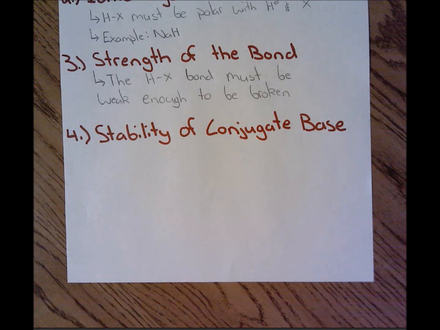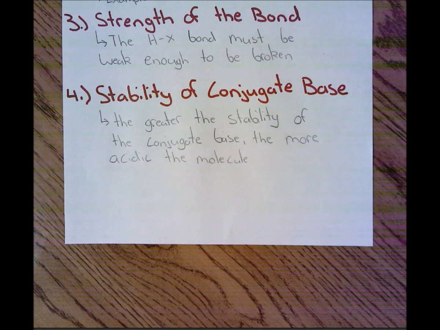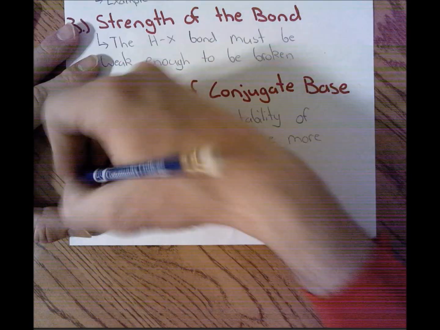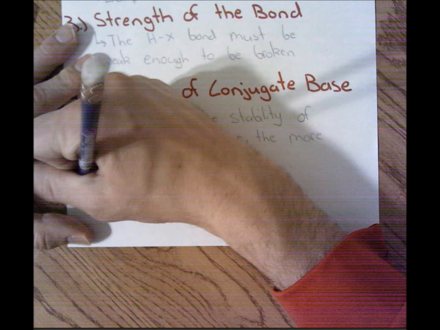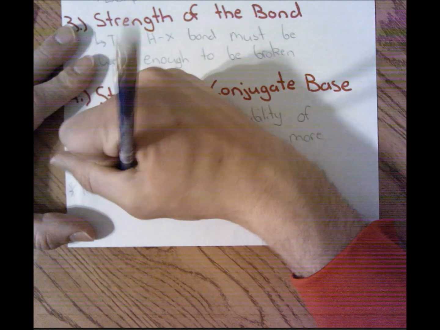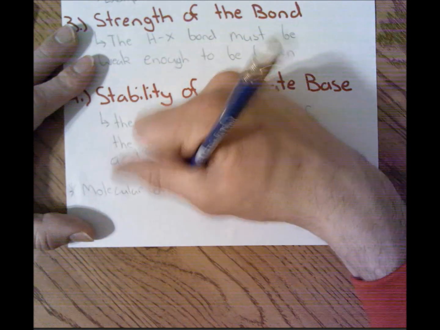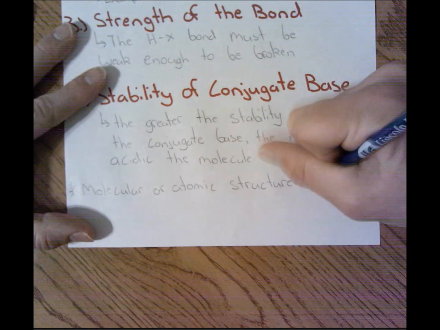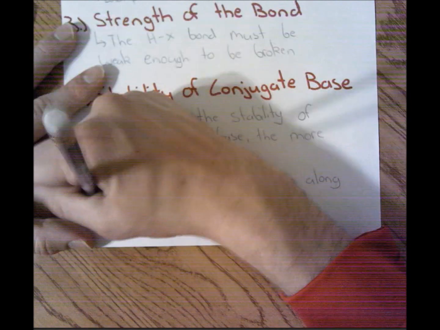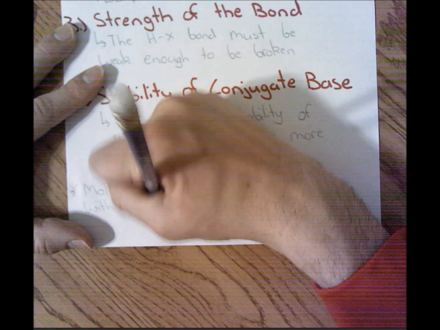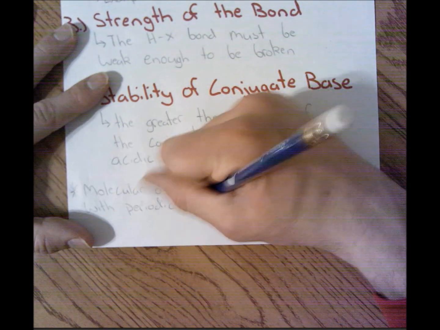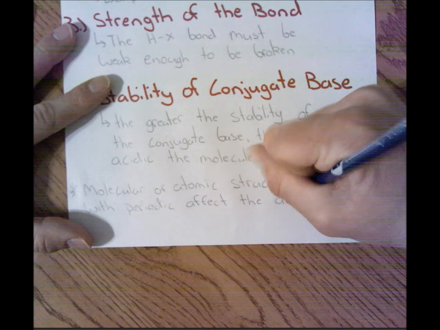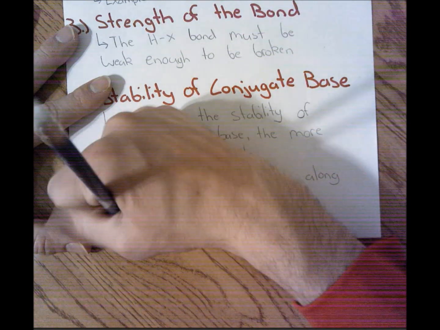Okay, so to sum this all up, the whole point of these four things, and really from the last page as well, is this. The molecular or atomic structure along with periodic trends affect the acid strength. So the point about this is we've done a bunch of calculations and we've gone through that whole process there, which is really important to see.